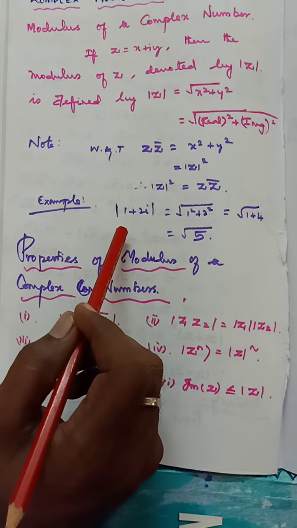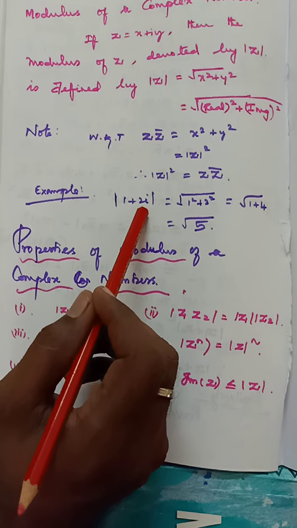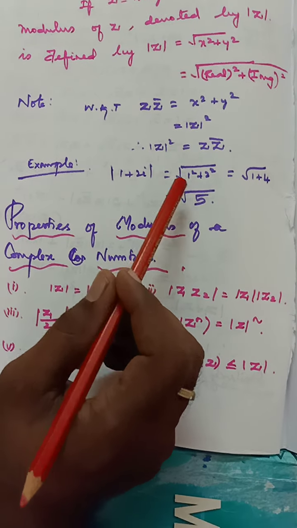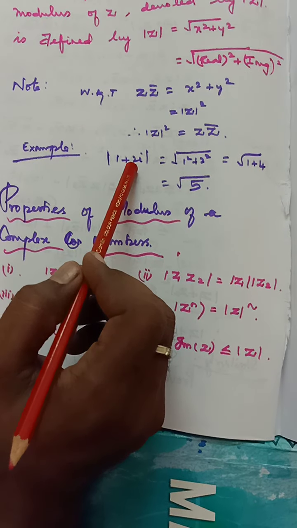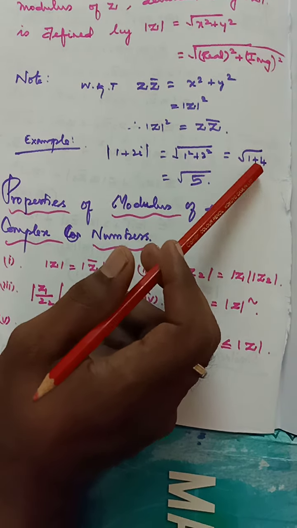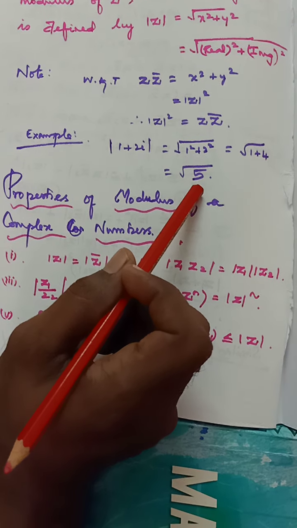Now one example: what is the modulus of 1 plus 2i? That is equal to root of 1 square plus 2 square. 1 is the real and 2 is the imaginary part. So it becomes root of 1 plus 4, that is equal to root 5, right?